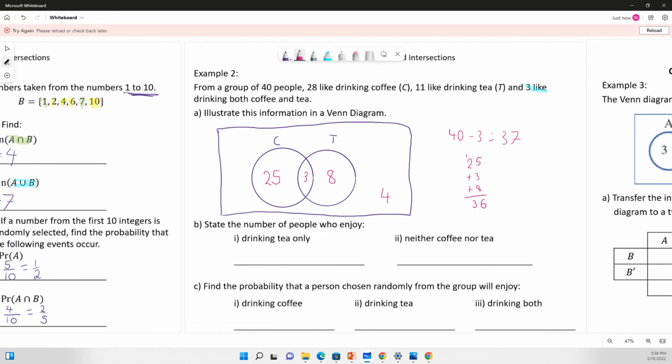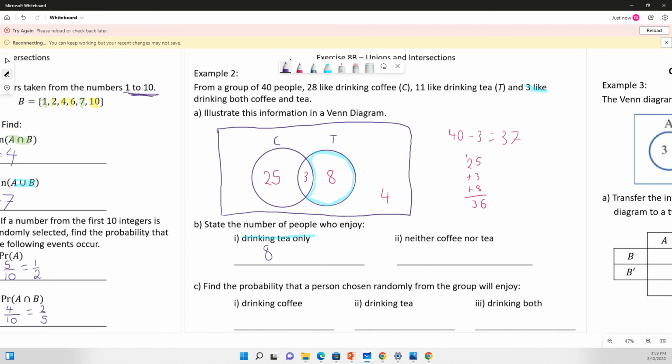Now have a crack at doing these ones as well. I'll go through now how to read this off the Venn diagram. This one is after the number of people who enjoy drinking tea only. That means we are not interested in the people who like drinking coffee as well. We are just interested in this number of people here, so that is 8. People who enjoy neither coffee nor tea are the people outside of the 2 circles, the 4.